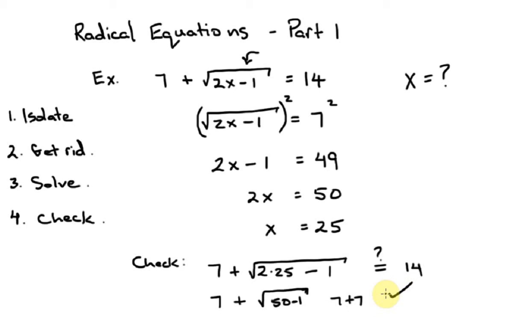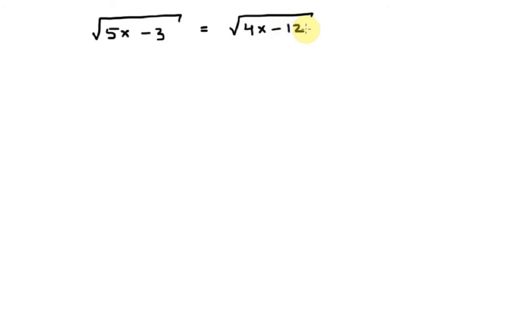Perfect. So now, let's do another example. In this example, what are we going to try and solve? This time, I've got a radical on both sides. I've got the square root of 5x minus 3 on the left side, and on the right side, I have the square root of 4x minus 12. As far as isolating the radical, well, they kind of isolate each other. So I'm ready to go ahead and square both sides. I'm going to take this and square it, take this and square it.